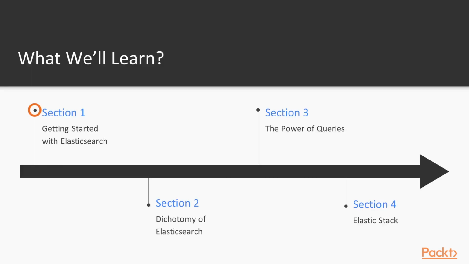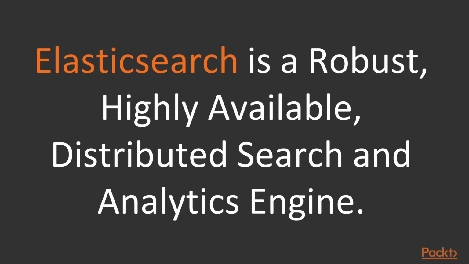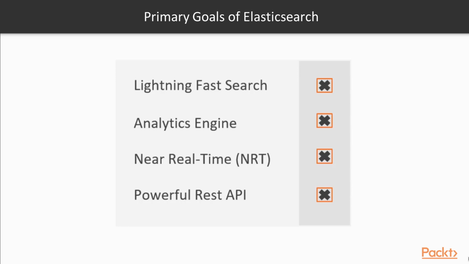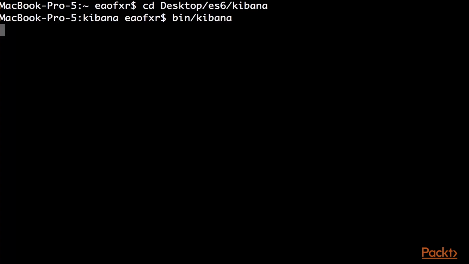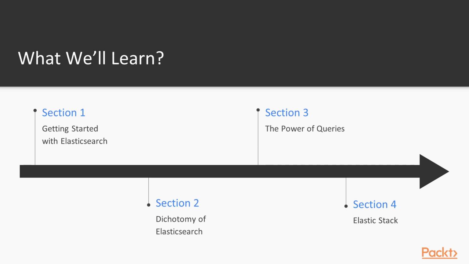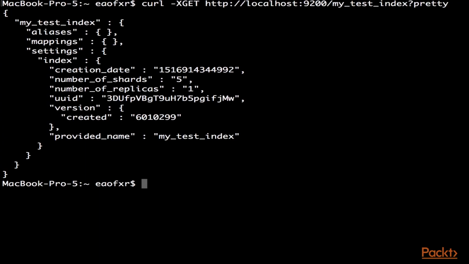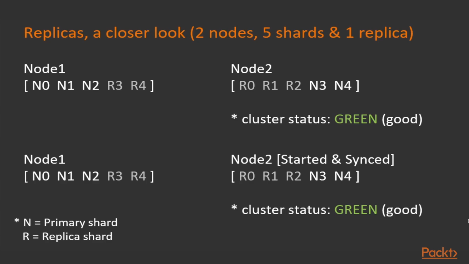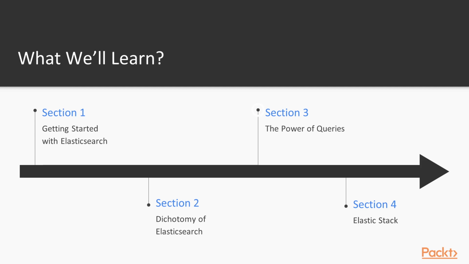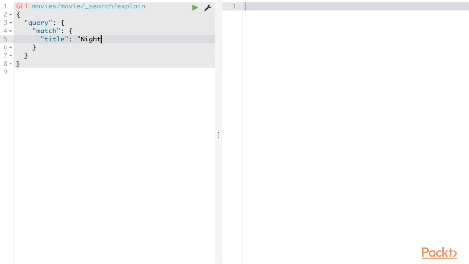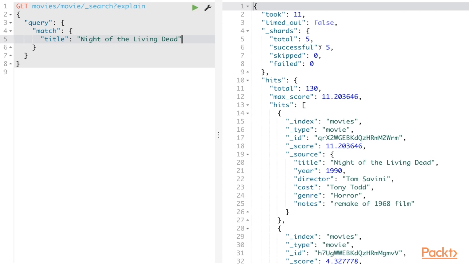More specifically, we start by getting a definition of ElasticSearch. We also look at changes in version 6 and some of the main goals of ElasticSearch. We also do a walkthrough installation of ElasticSearch. Next, we look at the dichotomy of ElasticSearch. More specifically, we learn about indices, documents, shards, and more. We then go into the process of accessing and/or retrieving data in ElasticSearch, known as queries.